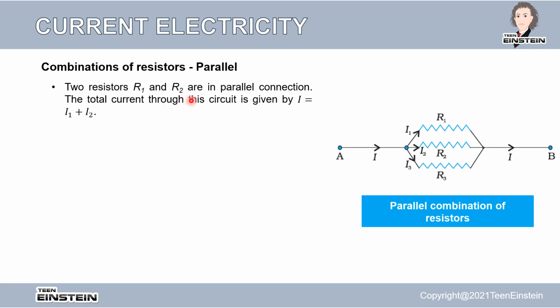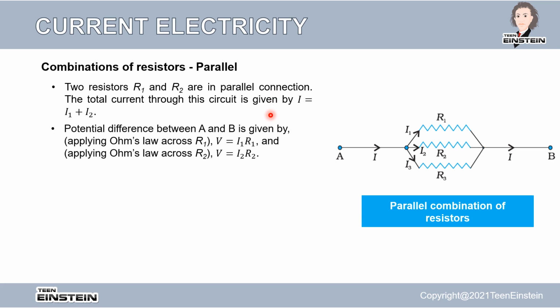So there are 2 resistors R1 and R2 in parallel connection. So the total current is given by I equal to I1 plus I2. And we know that the potential difference is same in both the cases. So we now have V equal to I1 R1. So the potential drop across resistor R1 is equal to I1 R1. Potential drop across resistance R2 is equal to I2 R2. So now we know that total current I is equal to I1 plus I2, and we will rearrange this equation and substitute here. So I1 equal to V by R1 and I2 equal to V by R2.